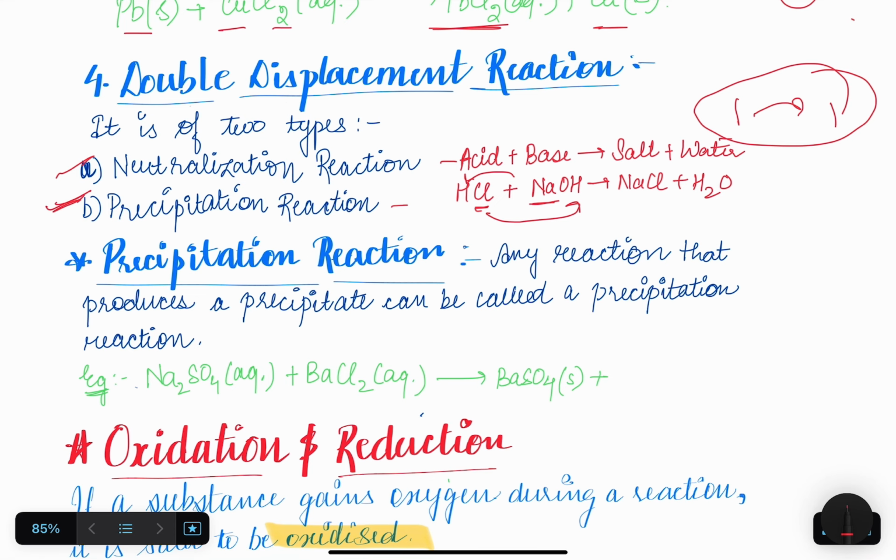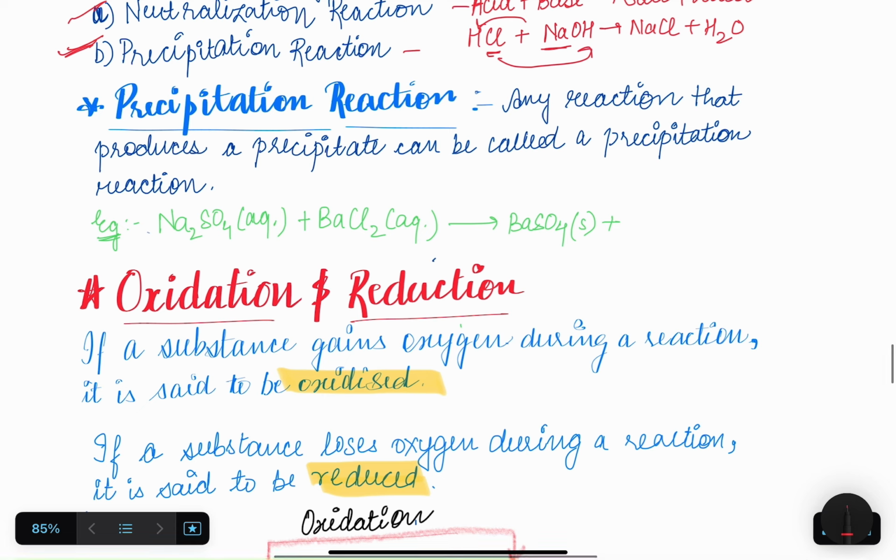So precipitation reaction, it is a part of your syllabus, so we'll discuss this. Any reaction that produces a precipitate can be called as a precipitation reaction. Now what is a precipitate here? It is a thick white substance, generally white only, but it can be of different colors also. It is a thick substance formed during a reaction.